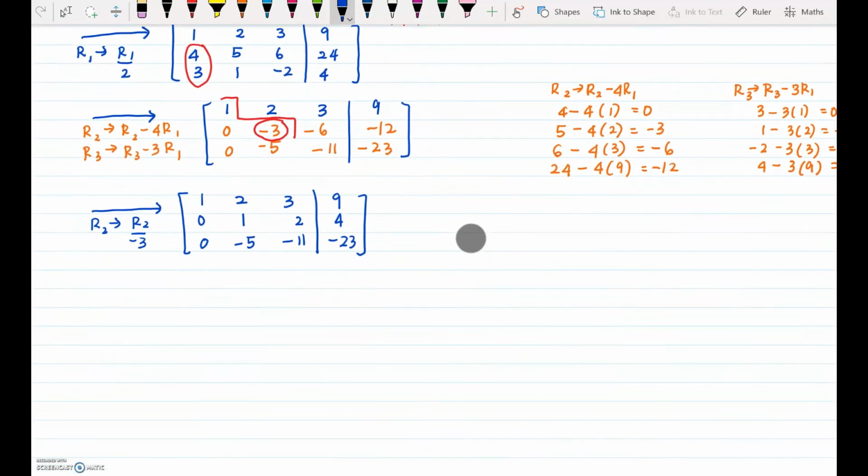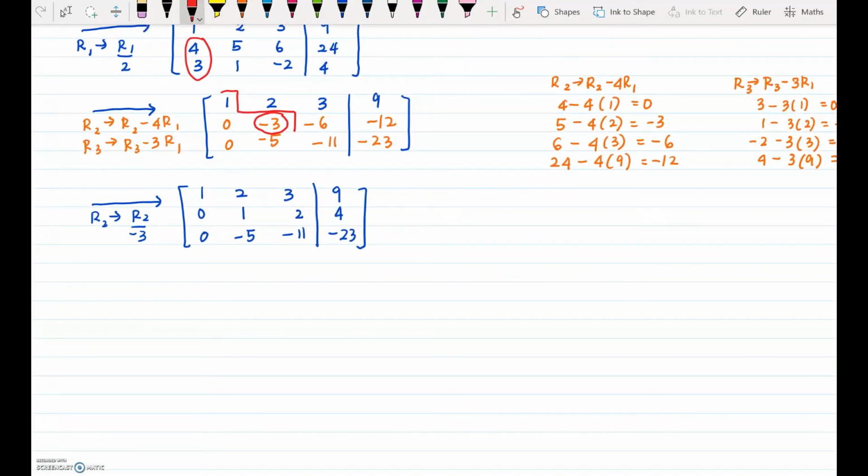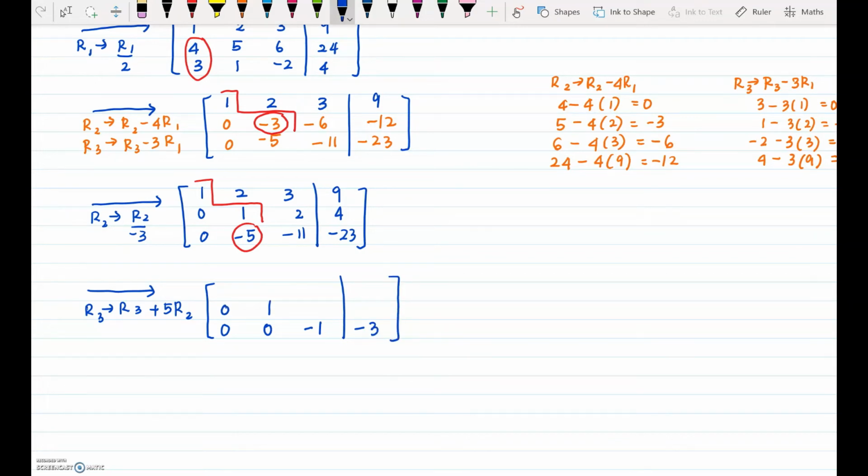Okay, next continue. For this one, below the leading one must be 0. So we have here R3 is R3 plus 5 times R2, and you will get 0, negative 5 plus 5 is 0, negative 11 plus 10 is negative 1, and negative 23 plus 20 is negative 3.